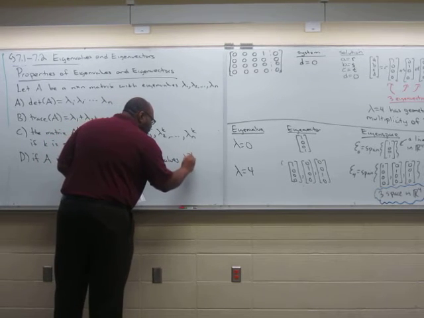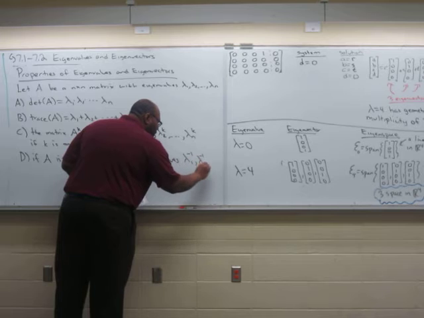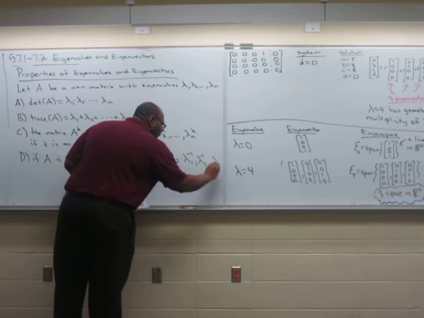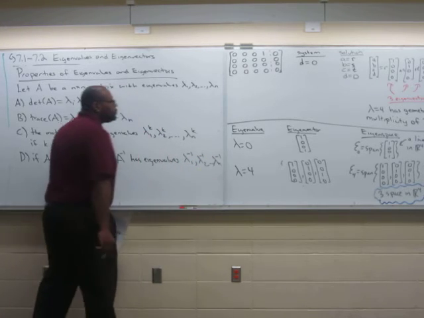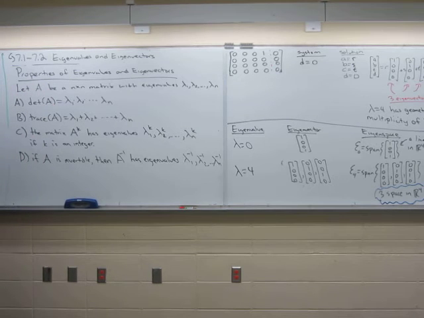Lambda 1 to the -1, lambda 2 to the -1, dot dot dot, lambda n to the -1. Okay? This is an extension of the same idea, but we have to make sure that A is invertible. For part C, A does not have to be invertible, but if K is negative, then A has to be invertible, all right?